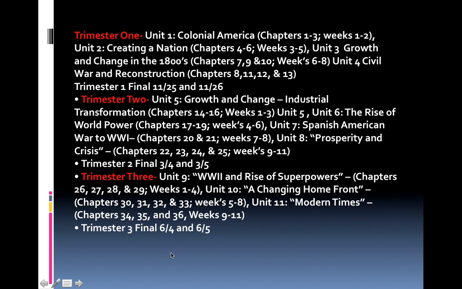So the first trimester will consist of Units 1, 2, 3, and 4. Unit 1 will cover Colonial America, which are chapters 1 and 3 out of the whole text. We'll spend 2 weeks on Colonial America. Unit 2 will be Creating a Nation. This unit will be 3 to 5 weeks, where we'll look at chapters 4 and 6 in the whole text.